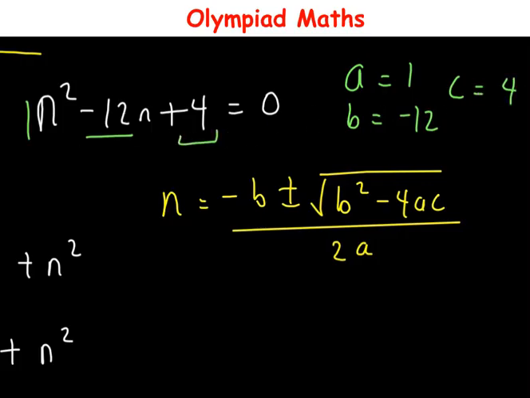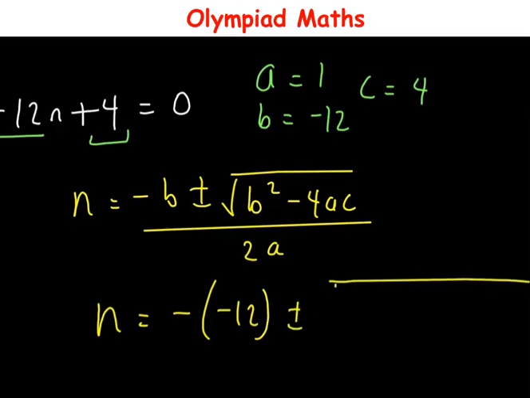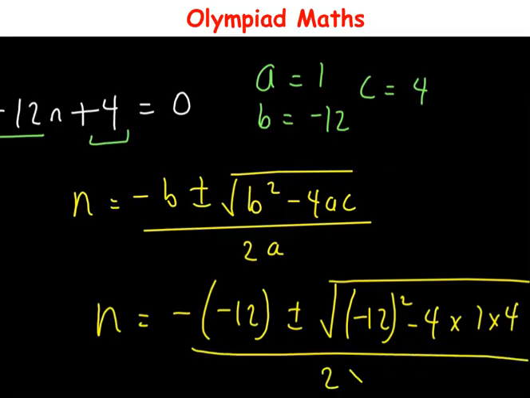So plus 4. Now, inputting these values of a, b, c into the formula, what we have for the value of n equals minus b is minus 12. So minus 12 plus or minus square root of b squared. b is minus 12, so minus 12 all squared minus 4 times a, which is 1, times c, which is 4, all over 2 times a, which is 1.